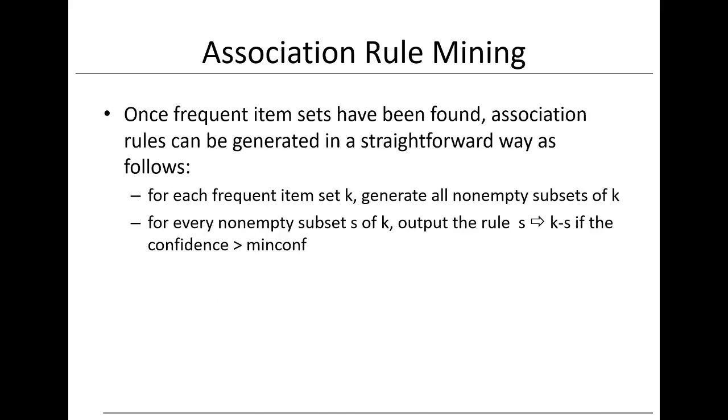Once the frequent item sets have been found, the association rules can be generated in a straightforward way as follows. For each frequent item set K, generate all non-empty subsets of K. Secondly, for every non-empty subset S of K, output the rule S implies K minus S if the confidence is above the minimum threshold, min conf. Note that the confidence can be easily computed using the support values that were obtained during the frequent item set mining process.